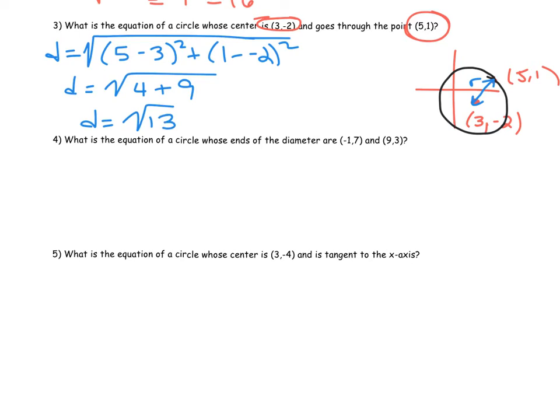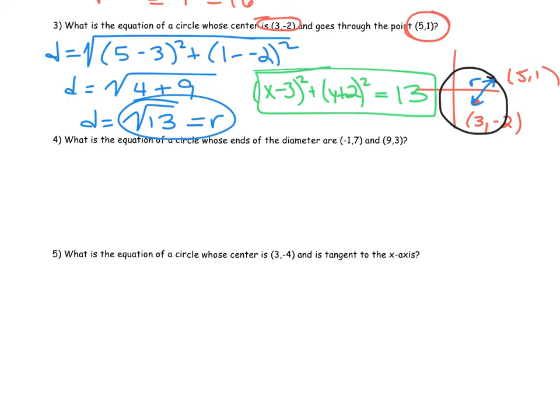Now that distance is the radius. Remember, that distance is the radius. So when I write my equation, I have x minus 3 squared plus y plus 2 squared equals the radius squared. And if the radius is radical 13, well, radical 13 squared is 13. So there's my equation. Okay. All right. We're going to do questions 4 and 5, and I believe that's it. That's all we've got for today.